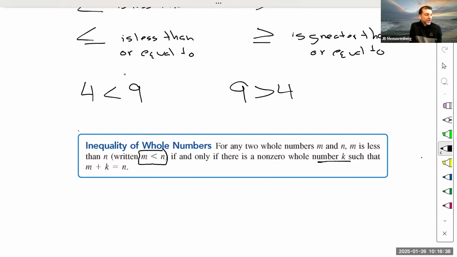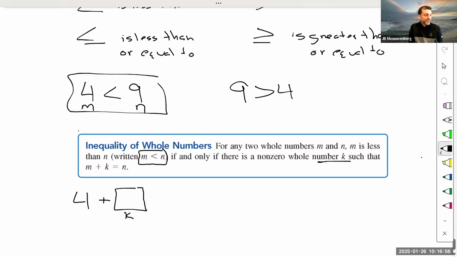Consider our example here. 4, in this case, is the m. 4 is less than n, if and only if there is a non-zero whole number k such that 4 plus k, 4 plus this k number that we're going to try to figure out, is equal to 9. Can you think of what number goes in there? Yeah, there's a positive 5, right? A non-zero whole number means it's going to be a positive number. So that's how we define inequality.